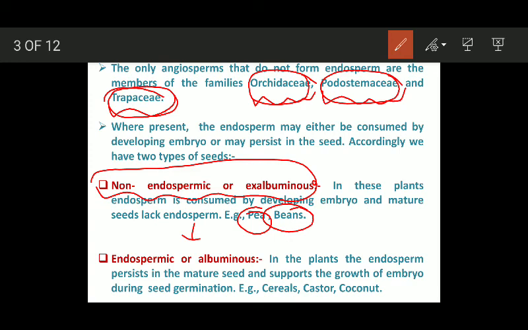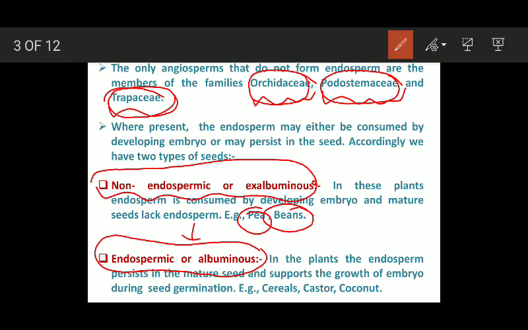वो seeds जिनमें क्या होता है, the endosperm is consumed wholly. None of the endosperm remains unconsumed. So the mature seed lacks the endosperm. These are known as non-endospermic or ex-albuminous seeds. Now the second one is endospermic or albuminous seeds. In these plants, the endosperm persists in the mature seed and supports the growth of the embryo during seed germination.